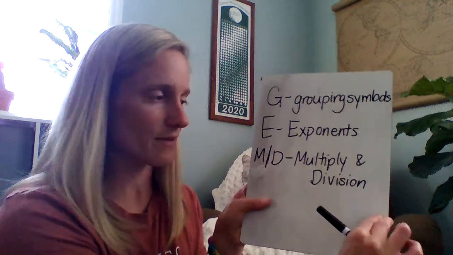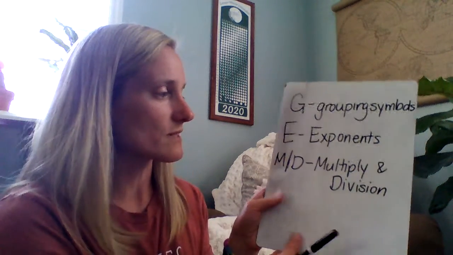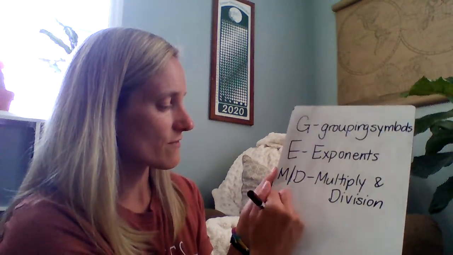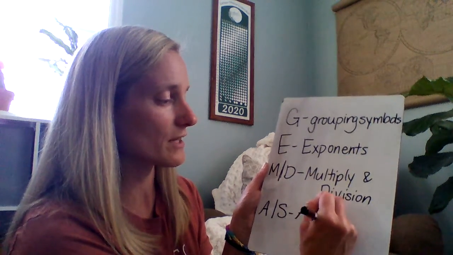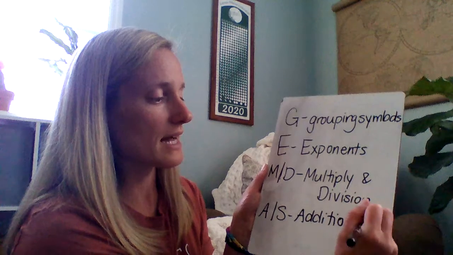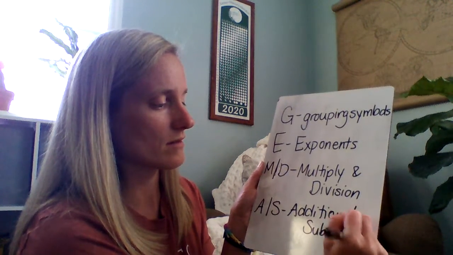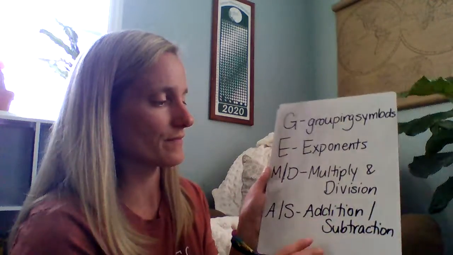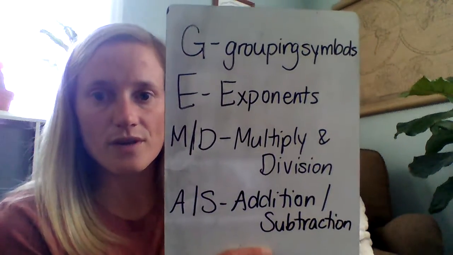Like when reading left to right, you do that one first. Sometimes it's going to be multiplication, sometimes it's going to be division. And addition and subtraction follows that same rule. You move through the problem from left to right as you see them. Okay, so there is a little summary of the order of operations.